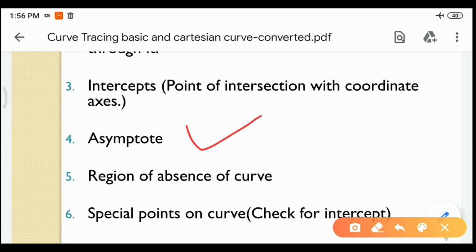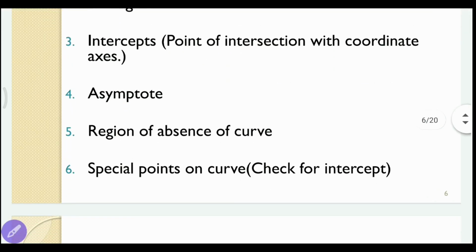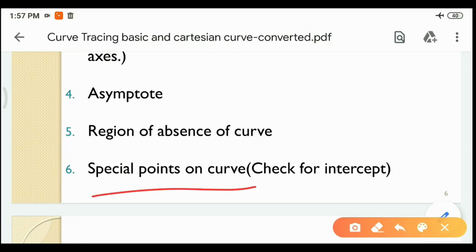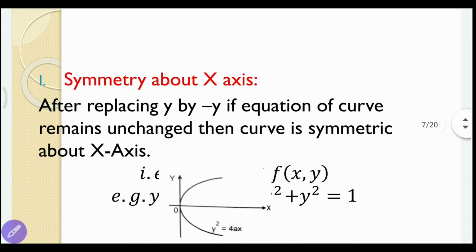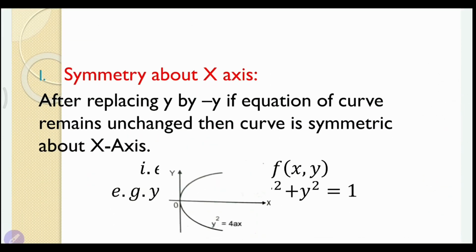parallel to x-axis and parallel to y-axis. Then the next is region of absence. So we are going to find an area or a region in the graph where the curve will not be present. That is called a region of absence. And the last and a very important point is the special points on the curve. So basically the intercepts that you are going to get, that is x-intercept and y-intercept, will be treated as special points. So the 6 points we are going to see now in detail.